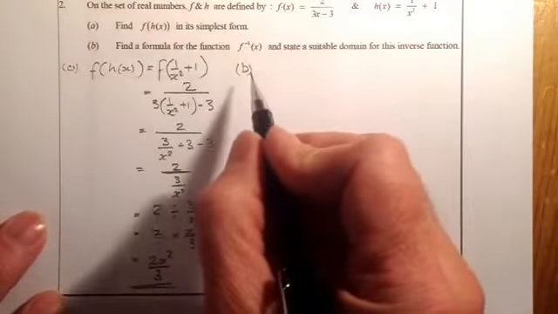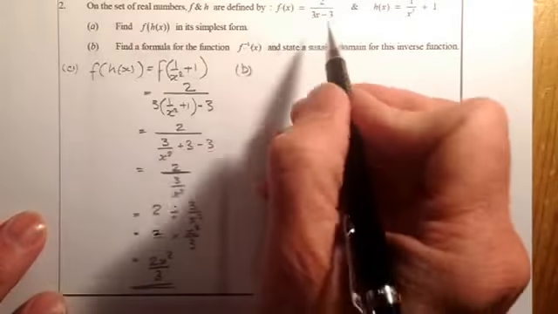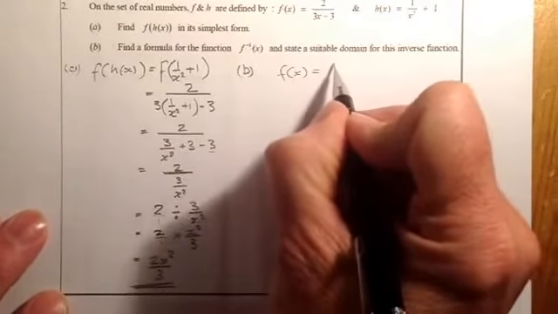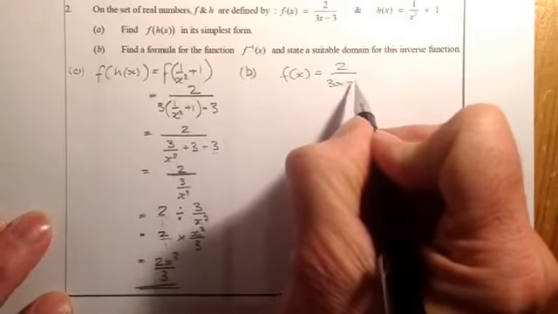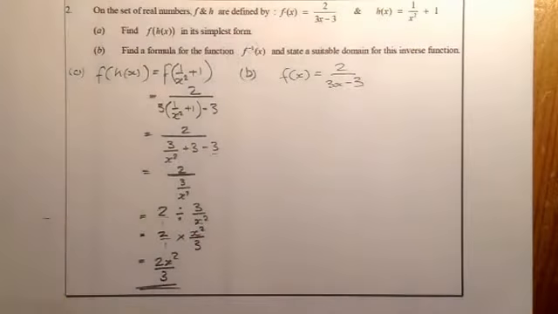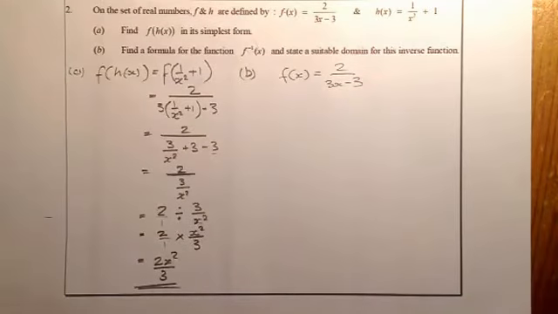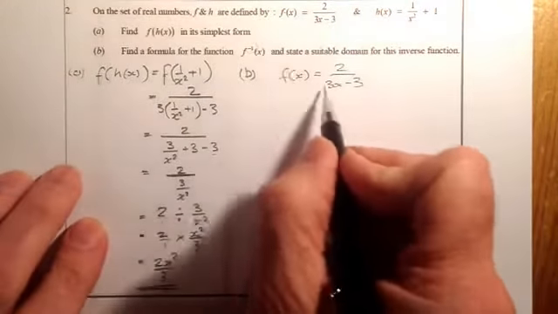Right then, so the way I'm going to do this, I'm not going to start with that, I'm going to start with the f of x function. So f of x is equal to 2 all over 3x minus 3. And what I'm going to do is change the subject of the formula. Right, so I need the x's onto the top row.